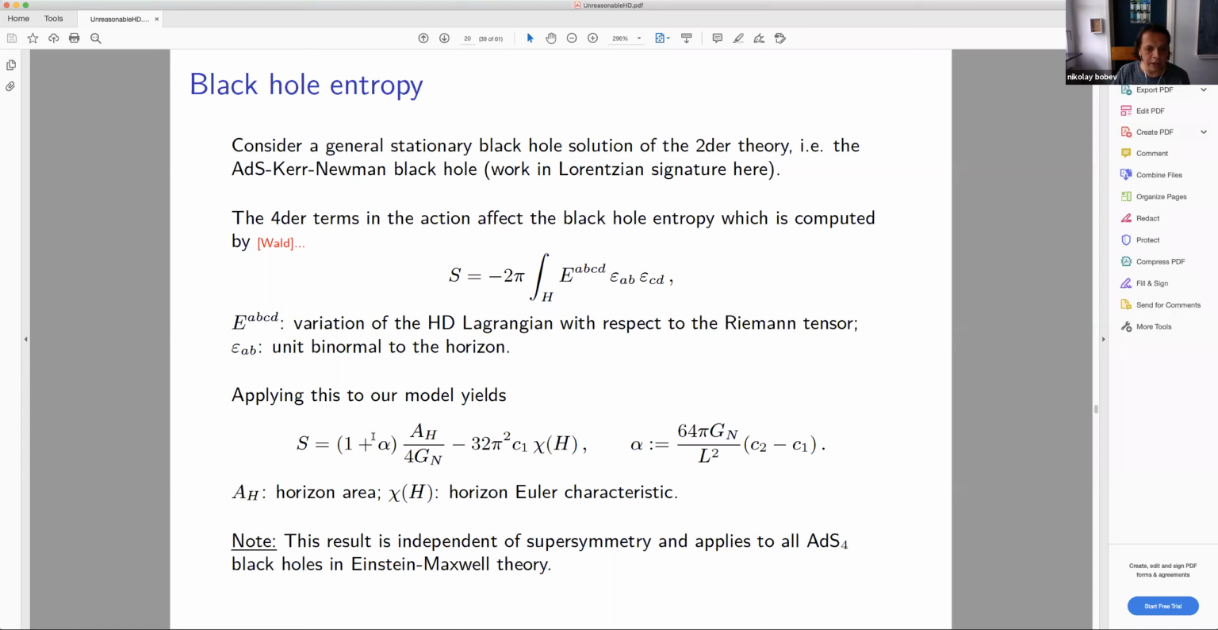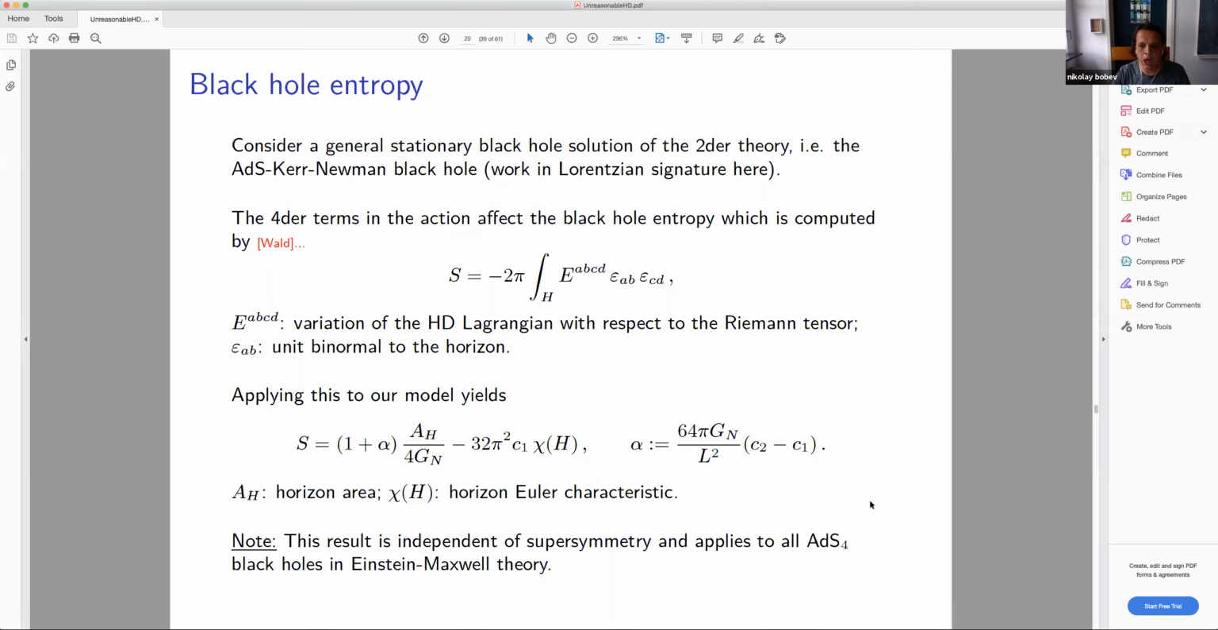So you'll find an entropy. So you find a correction to the coefficient, to the 1/4 coefficient of the Bekenstein-Hawking term. So this alpha is related to C2 and C1 and G Newton and the cosmological constant. And then an additional correction coming from the topology of the horizon of the black hole. So this is the full answer for our model. And again, I'm emphasizing that this answer is independent of supersymmetry. So it's valid for the Schwarzschild black hole also.